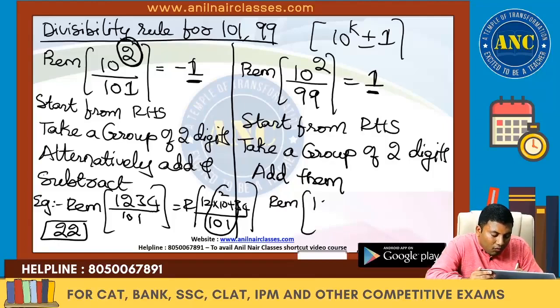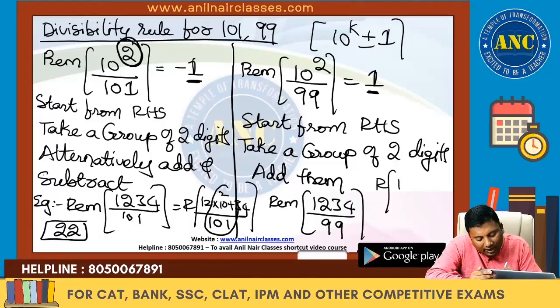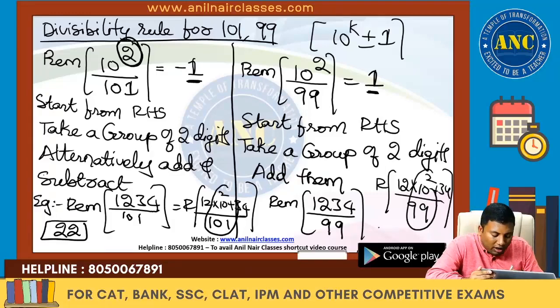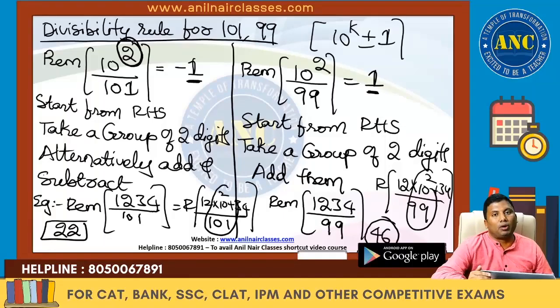Similarly, 1234 divided by 99 is nothing but 12 into 10 square plus 34 divided by 99. 100 divided by 99 gives 1. 34 plus 12 is 46. Very simple example we have taken.